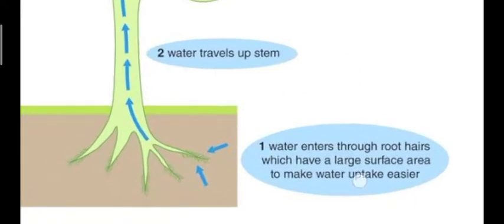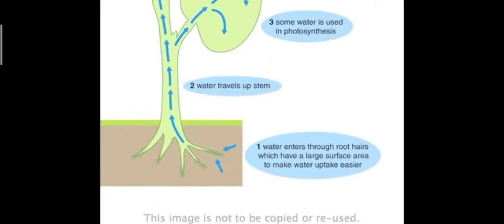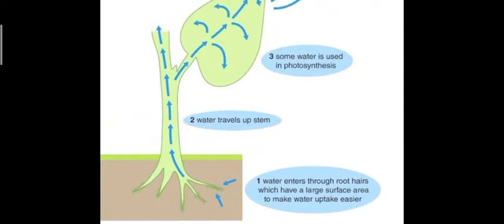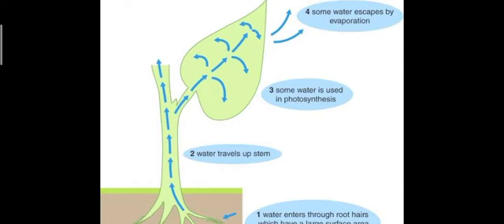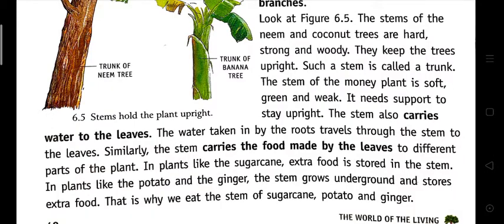You can see here, water enters through the root. The water in the soil enters in the root, and it travels through the stem to the leaves, and the water is used in photosynthesis, the process of making food, and some water escapes by evaporation. Similarly, the stem also carries food from leaves to other parts of the plant. As it carries water, it also carries food.